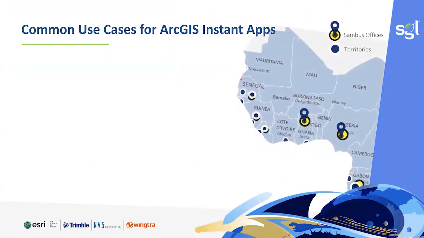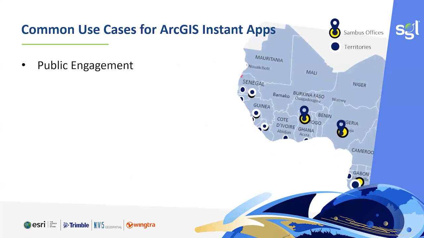So we'll be looking at common use cases. Number one is public engagement. Some people use ArcGIS Instant Apps to share community projects, to run environmental updates or urban planning initiatives with the public. It's something that you can quickly build to show or to solve a problem. So it's just a quick application.